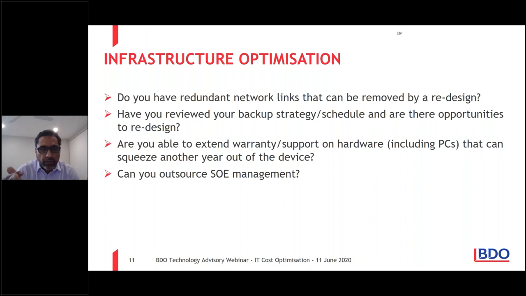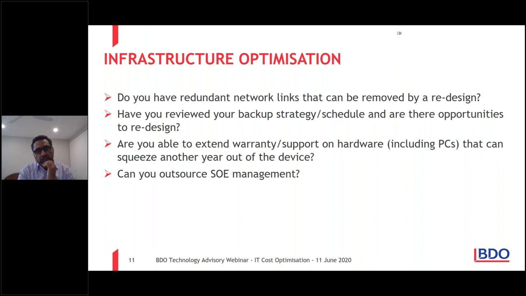Changing the frequency of the backup could be an option. Now, with every change in frequency, you get better cost savings coming out of that. So having a look at your backup strategy, what schedules they are on, and is there a potential for us to redesign that?